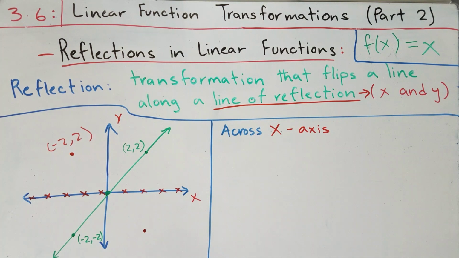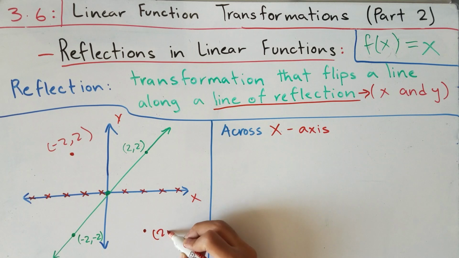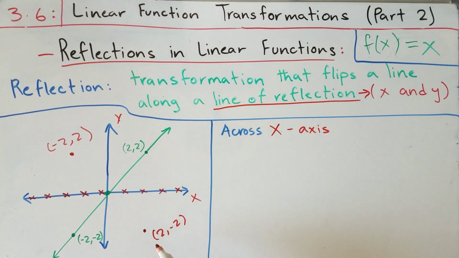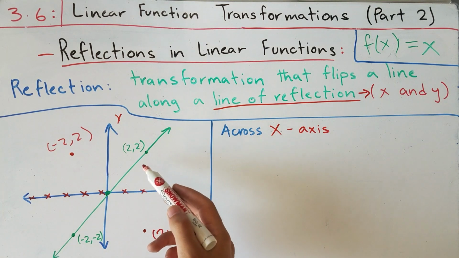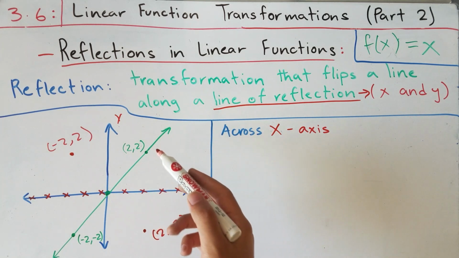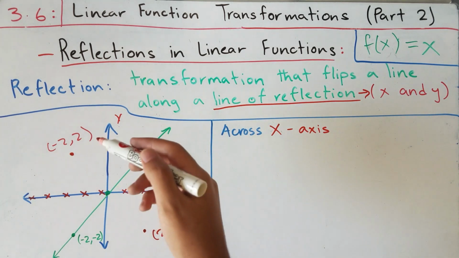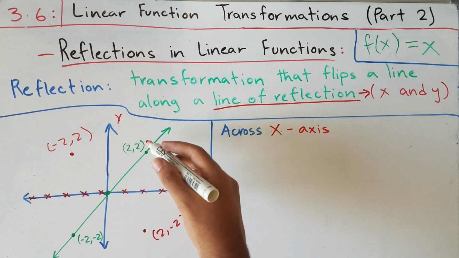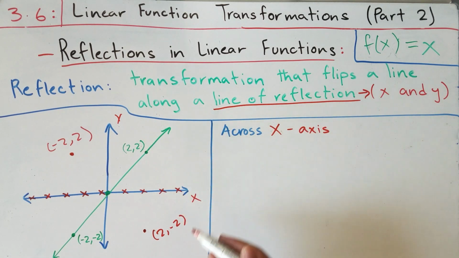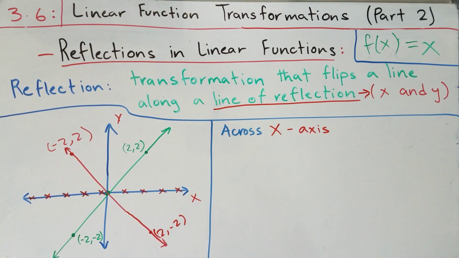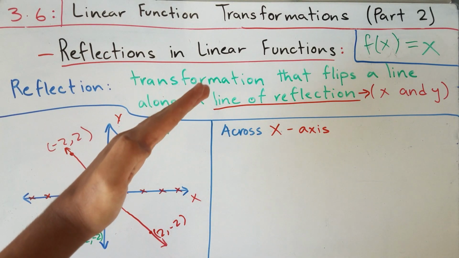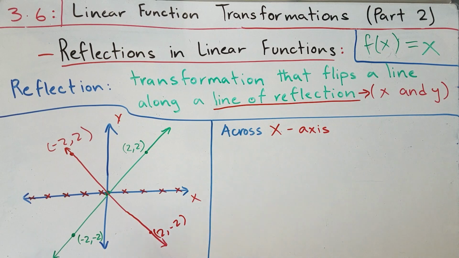And that reflected point will be given by the point 2, negative 2. So before we reflected this point, here we had 2, 2 where both values were positive, and in the reflected point our x values are still the same, but our y value in this case has switched from positive 2 to negative 2. And if you connect the dots using the line, you can see that originally your line had a positive slope of 1, but now that slope has been reflected to a negative slope.